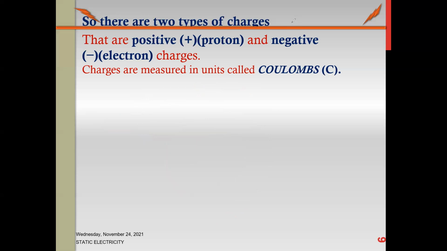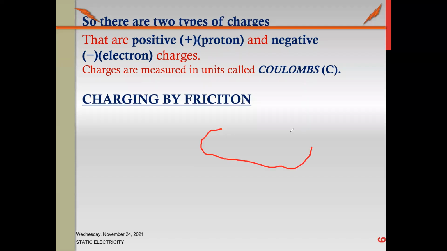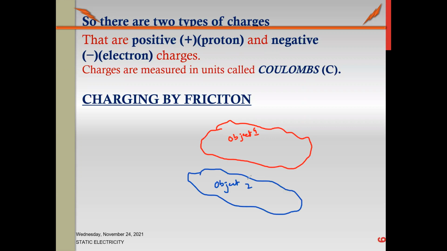How can electrons be lost or gained? There are different ways by which we can move the electron. Number one is by friction. What is the concept of friction? If we rub two surfaces, say we have two different materials, object 1 and object 2, we are rubbing them together.